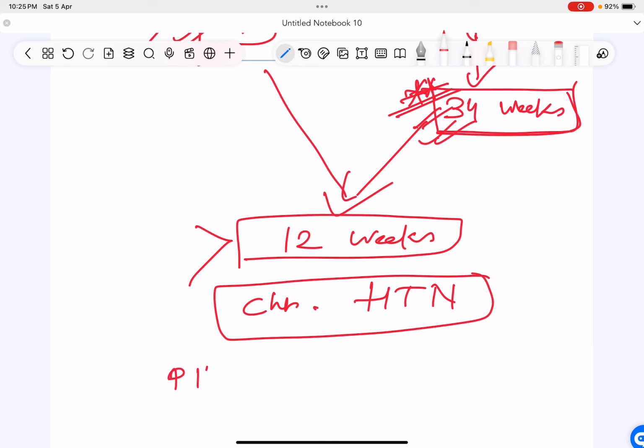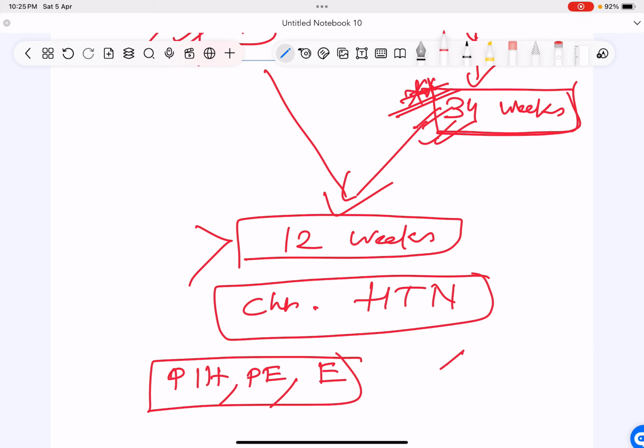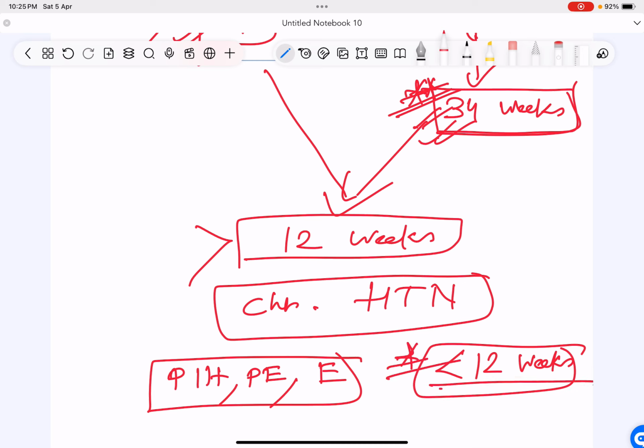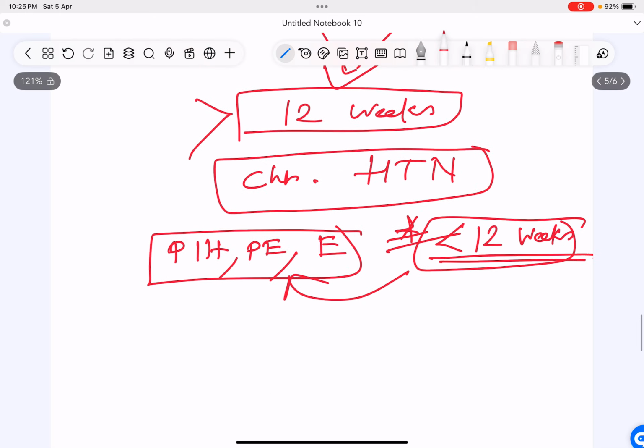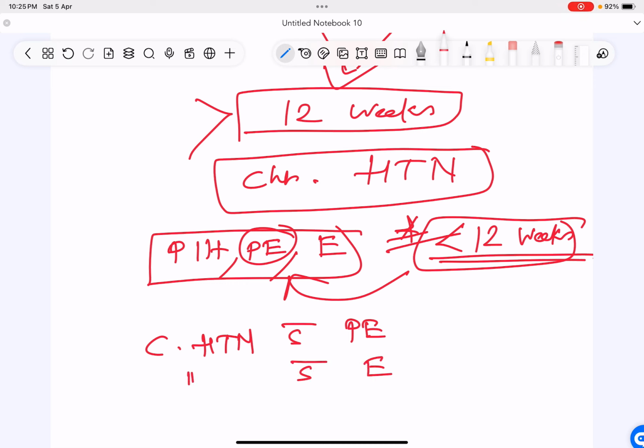Because in PIH, preeclampsia and eclampsia, in all these three, the blood pressure should fall down within 12 weeks after delivery. If the patient's blood pressure continues to stay elevated even after 12 weeks of delivery, then your previous diagnosis is wrong. It's a chronic hypertension. If the patient had developed preeclampsia, then it was actually a chronic hypertension superimposed with preeclampsia, or a chronic hypertension superimposed with eclampsia. So that was your diagnosis which you missed and diagnosed as just PIH or PE or eclampsia.